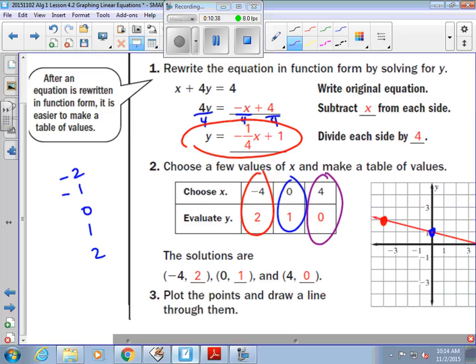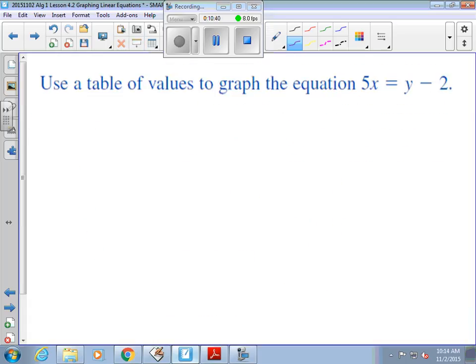On the back, everybody, I want to graph this one the same way. 5x is equal to y minus 2. First step, take 20 seconds for your first step and make it written in function form. Get it to say y equals all by itself.